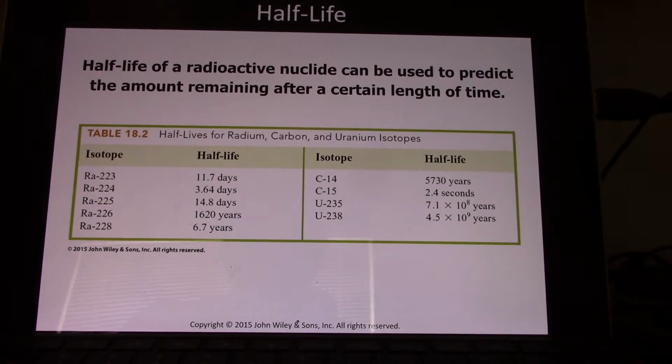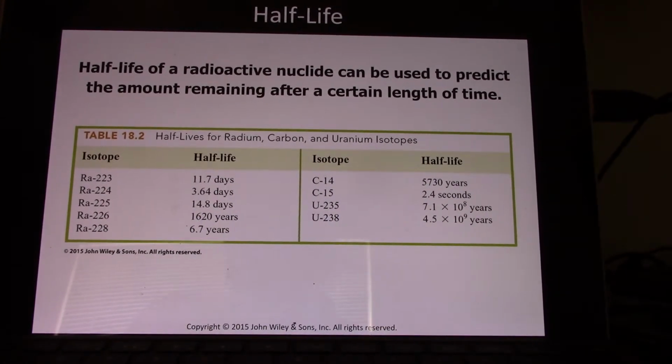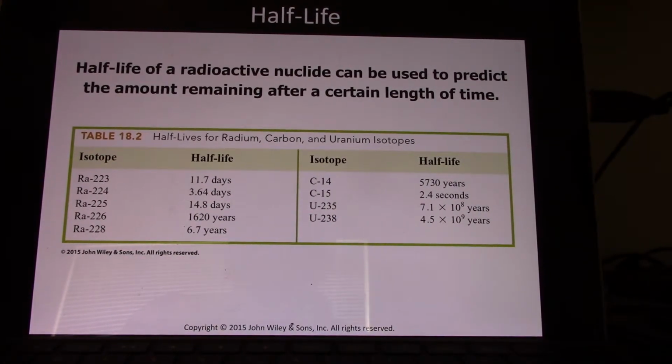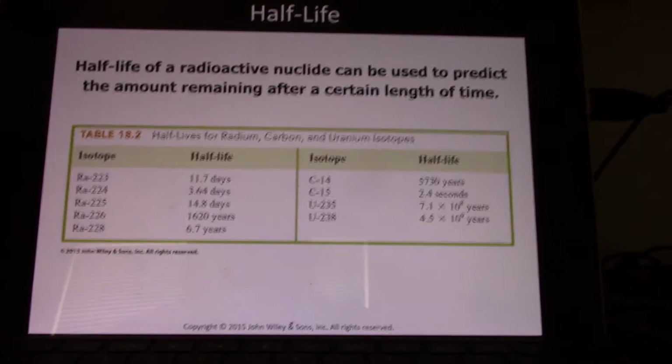Because that gives you about 10 half-lives, which is about 57,000 years. And so you can date things pretty accurately up to about 57,000 years ago using carbon-14. That makes it much more useful for us.